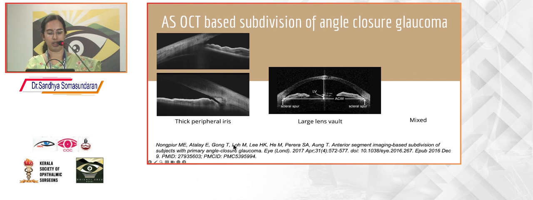So this study showed that there are mainly 3 groups of patients based on ASOCT. One is those with thick peripheral iris. Here you can see the iris thickness. It is almost normal, but here you can see the iris thickness. Peripheral iris is more thicker. So there is one group with thicker peripheral iris, another group with large lens vault, which will be discussed by the next speaker, and the other one is mixed group. So according to the study, ASOCT based, there are 3 groups, one with thicker iris, one with increased lens vault, and the other is mixed group.